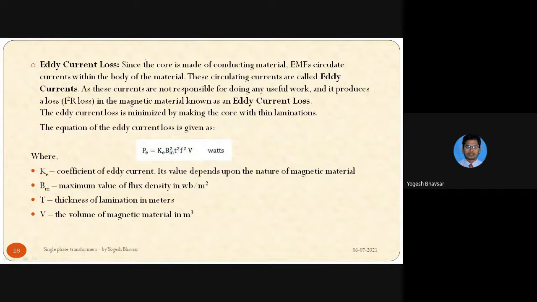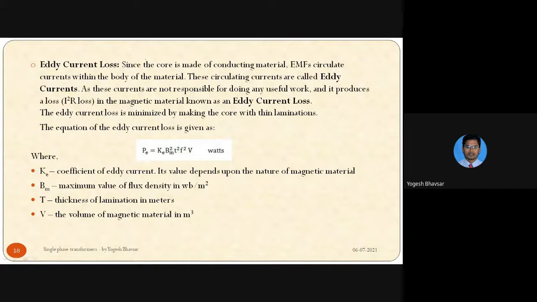We need to reduce the eddy current loss. What is eddy current loss? The circulating current in the core, which is an eddy current loss. And we need to reduce it. So by making the laminations of that core, we can minimize the eddy current loss. So there will be opposition to the magnetic field, simply.